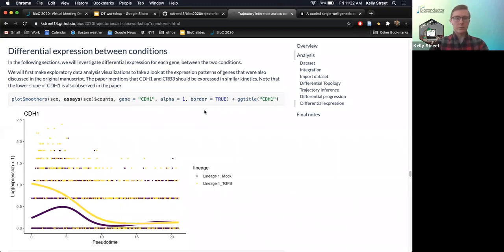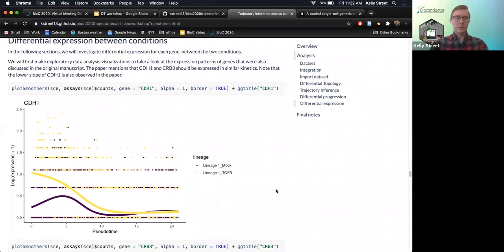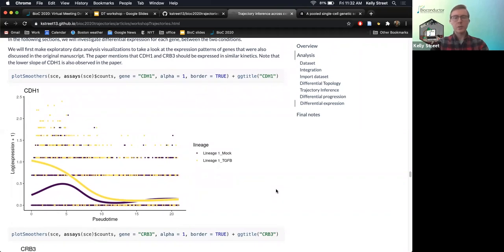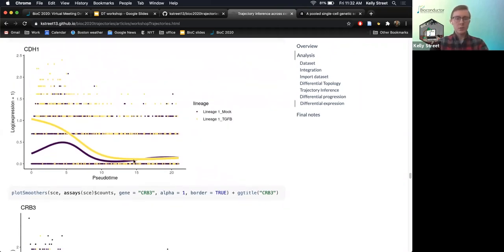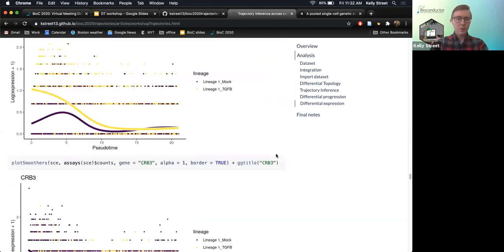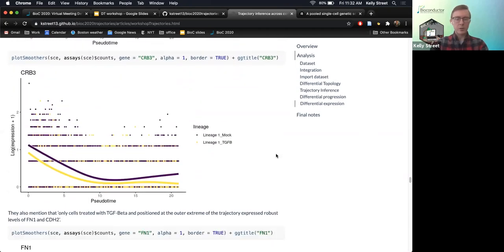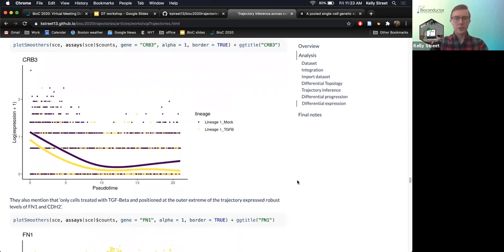So just as an exploratory analysis, here's CDH1, which is mentioned in the paper as being similar between the two conditions. And it's broadly the same sort of pattern, up and then down. There's a little bit of a difference early on. CRB3 is the same thing, high to low, pretty similar between conditions.